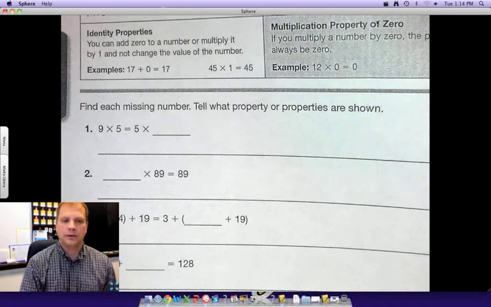So again, 9 times 5 is the same as 5 times what? Tell me the property and fill in the number. Number 2, fill in the number. What times 89 equals 89? And write the property. Again, create a document and attach it, turn it in so that I know that you completed the video.